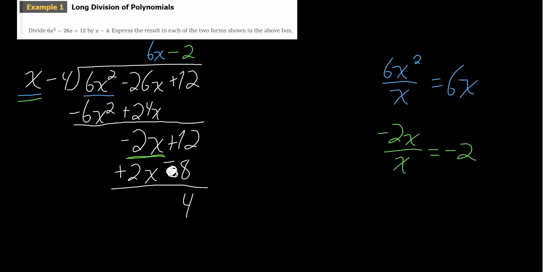And then I'll do here. I'll look here at the 4 and then the x again. By the way, it's always just the first term of your divisor. So I had 4 over x. Well, 4 over x is 4 over x, right? So I'm done. So my solution I would write as quotient plus remainder over divisor.